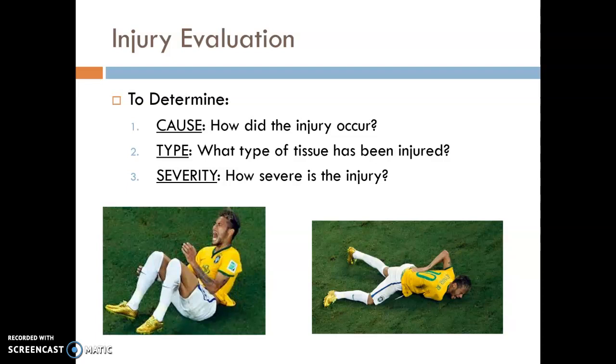For injury evaluation, why are we doing it? What's our purpose? Our purpose is to determine the cause, type, and severity of the injury. So cause, how did that occur? Type, what type of tissue has been injured? Is it a muscle, bone, a ligament? And the severity, how severe is that injury, and what are our next steps?